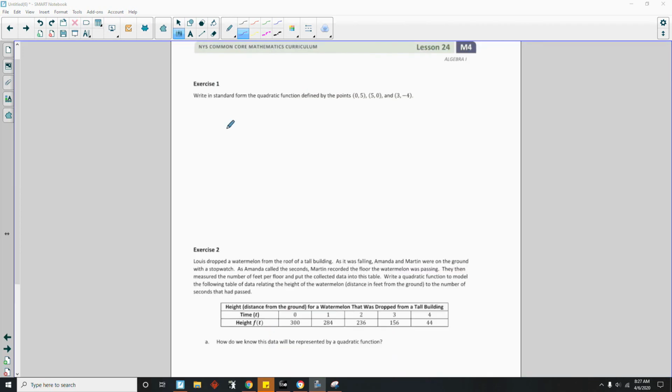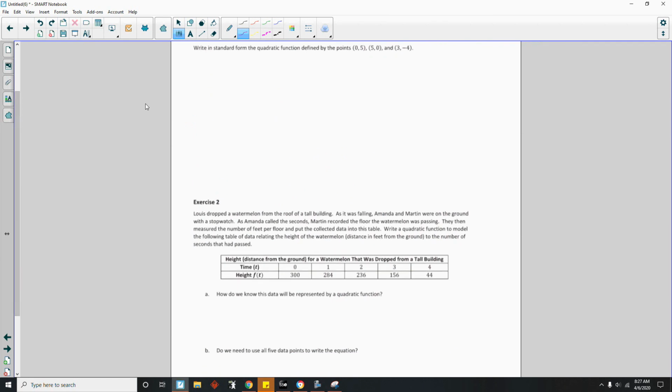Okay, page 3 brings us to exercise 1. Try this, pause the video, see if you can do it. It says to write in standard form the quadratic function defined by these 3 points. See if you can come up with the answer to this without graphing. So we are given 3 points. Pause the video, do this, and see how it goes.